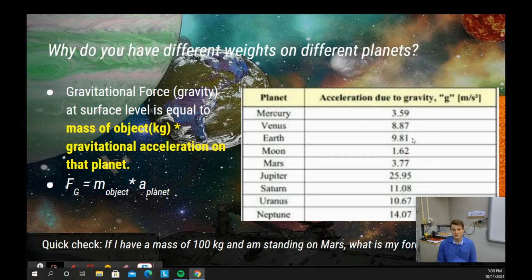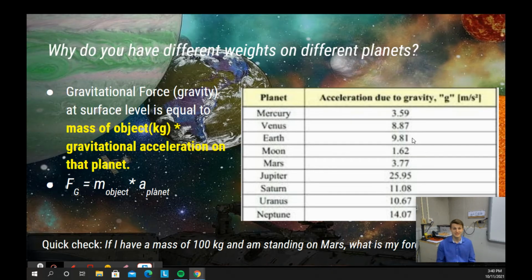Now, the gravitational acceleration on Earth is 9.8 meters per second squared. This is how fast we are accelerating at the Earth when we are at its surface level, the closest we can be to the Earth. Now, if I was on Mercury, it'd only be 3.5. If I was on Jupiter, it'd be 25.9.